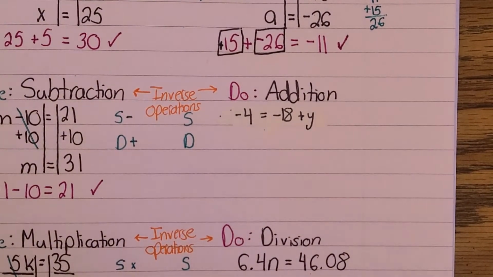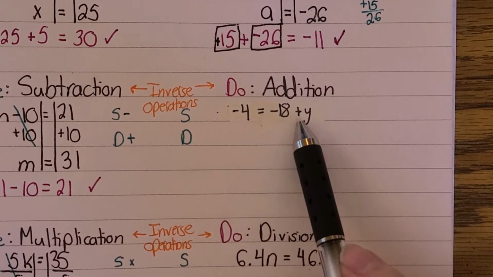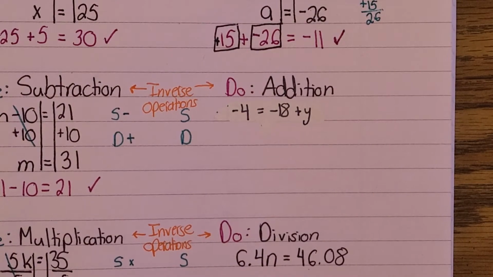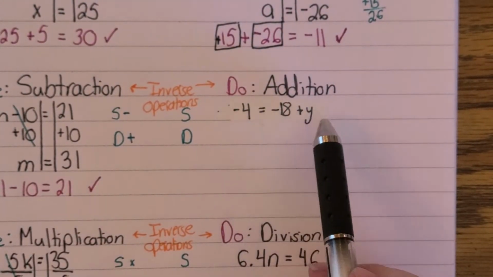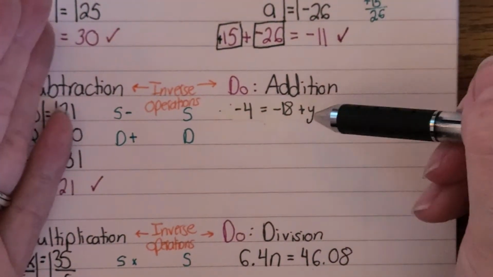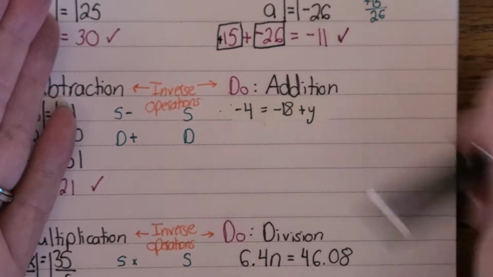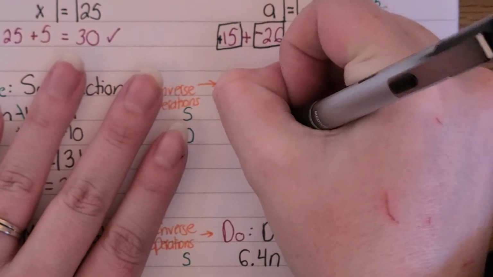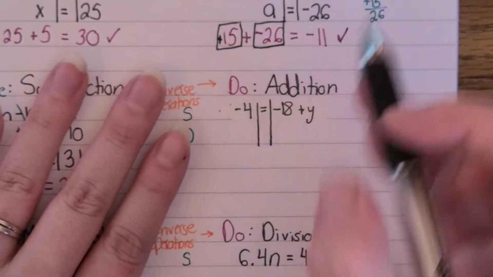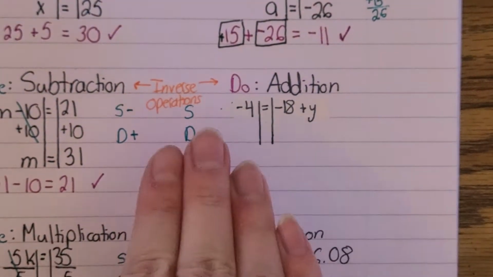The next one, you see negative 4 equals negative 18 plus y. One more time. You see negative 4 equals negative 18 plus y. So remember, we're trying to figure out what the variable is equal to. You could think negative 18 plus what would give me negative 4. Okay, to solve that, we're going to get that variable alone by using an inverse operation on both sides. Okay, what you do to one side, you have to do to the other.